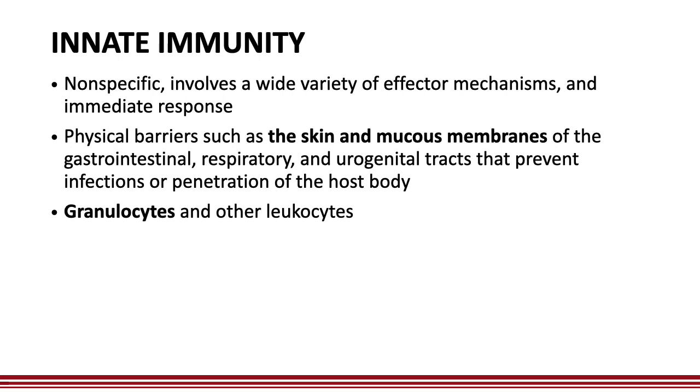Innate immunity can also involve a majority of WBCs in the blood. These include neutrophils, eosinophils, basophils, and monocytes. So these WBCs act the same way, initiate the same pathways regardless of the organism that it meets.